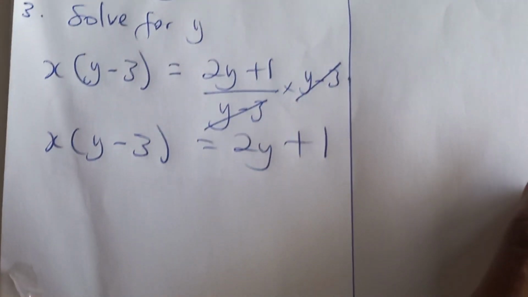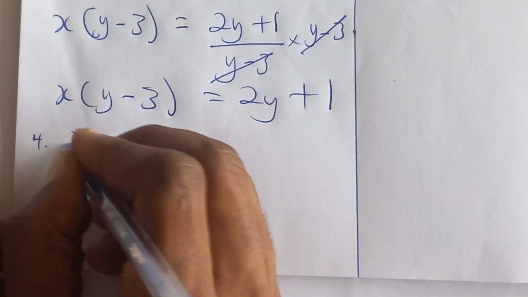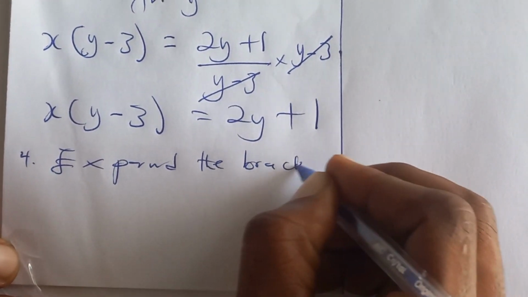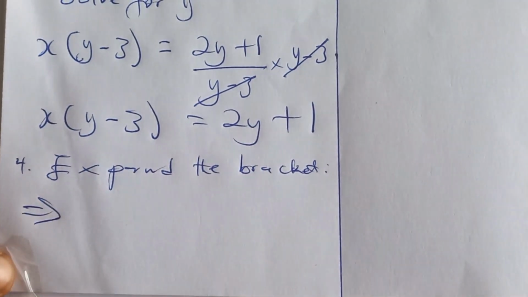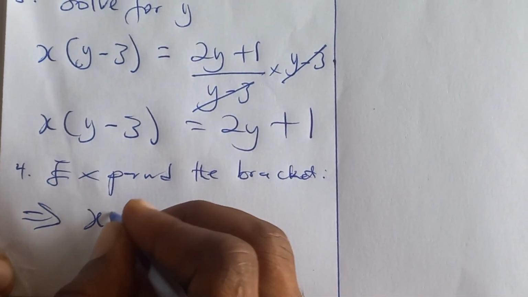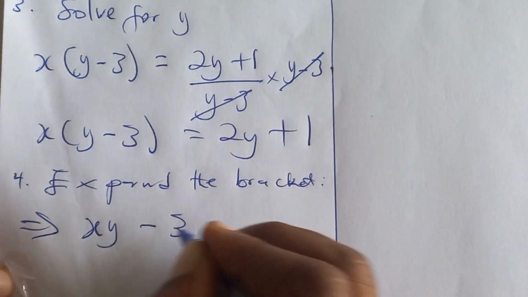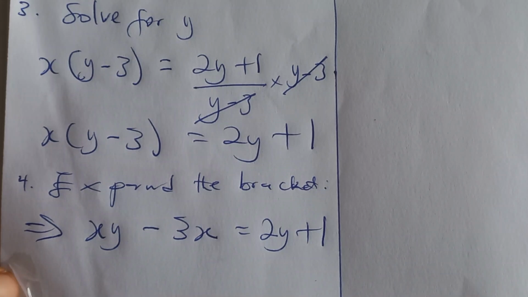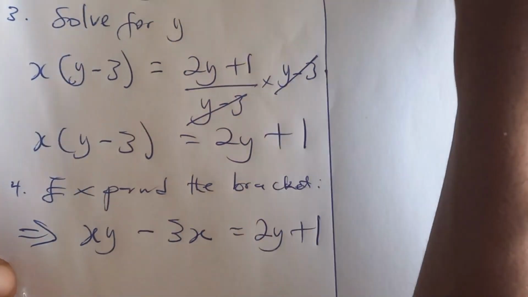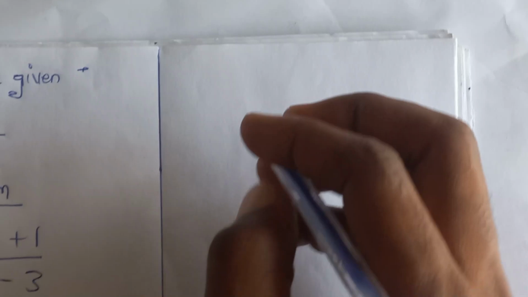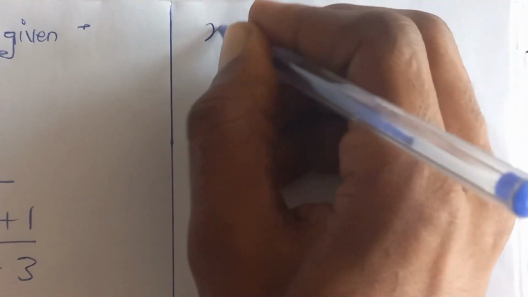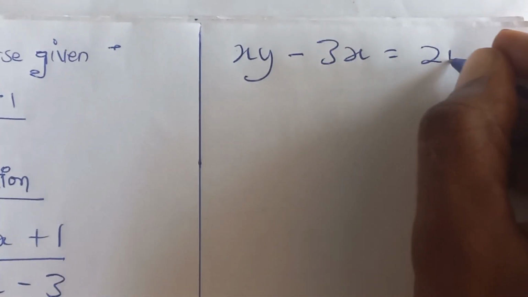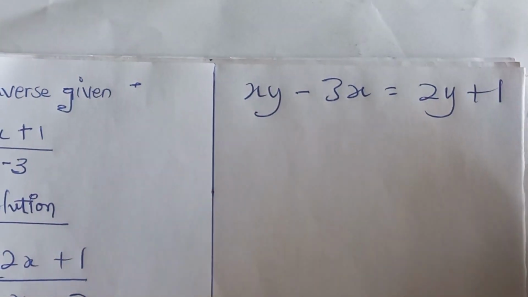Good. So step 4, you have to expand the brackets. Okay. So we are going to get xy minus 3x is equal to 2y plus 1. So this is what we are getting. Now we can group like terms. So we're having xy minus 3x is equal to 2y plus 1.